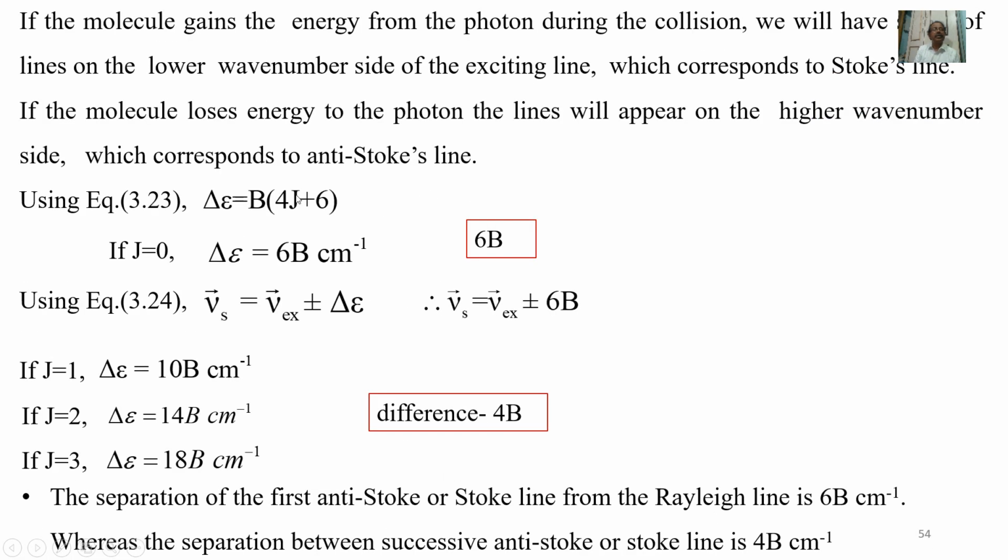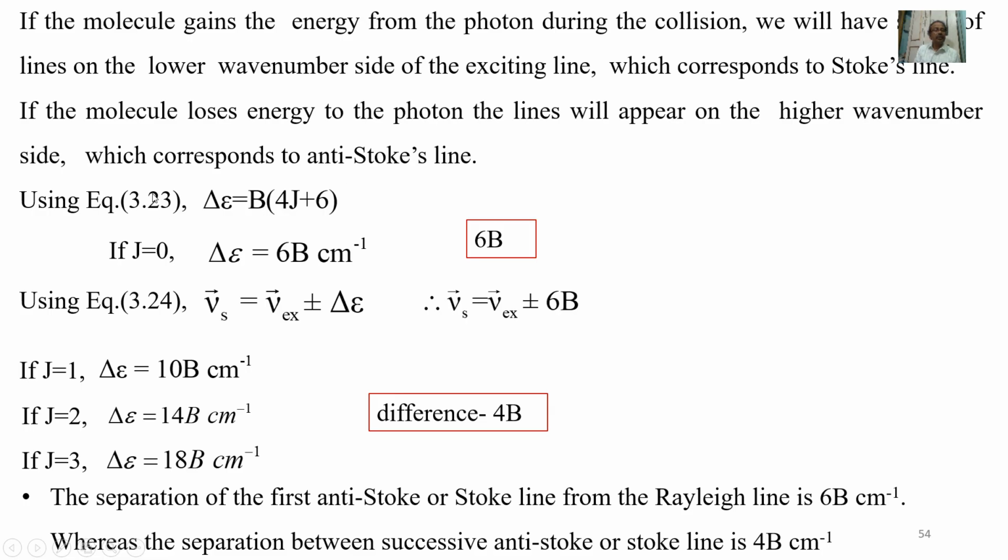If the molecule gains the energy from the photon during the collision, we will have the lines on the lower wave number side of the exciting line, which corresponds to the Stokes line. If the molecule loses energy to the photon, the lines will appear on the higher wave number side. So here we will have lower wave number, which we call a Stokes line, and higher wave number represents the anti-Stokes line.